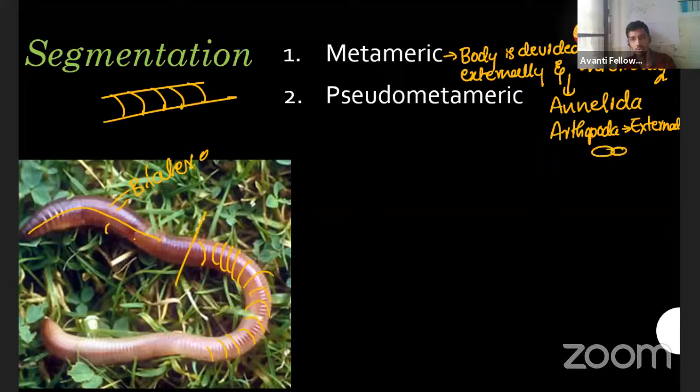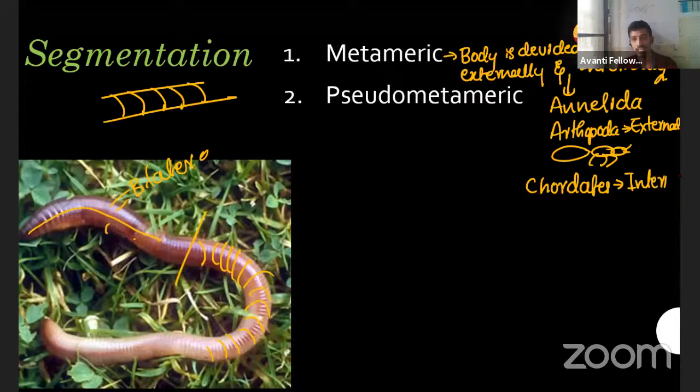So you can make a division, but it is external only, not internal. Cockroach also. Internally, the organs are not distributed properly. So in arthropoda, metameric segmentation is there, but it's mostly confined to the externals. What about chordates then? In chordates, the metameric segmentation is internal only.